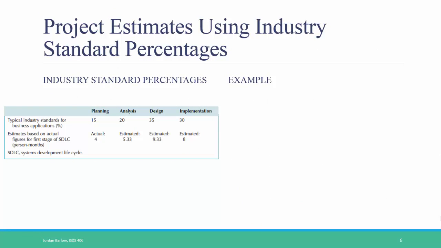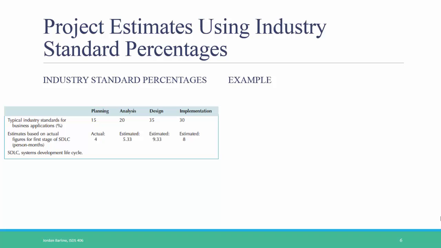Here are some industry standard percentages. While every project is different, on average, about 15% of project time should be allocated for planning, 20% for analysis, 35% for design, and 30% for implementation. However, the larger the project becomes, the higher the percentage you'll spend on the actual implementation of the project. In many large projects, implementation can be the longest and most expensive phase.